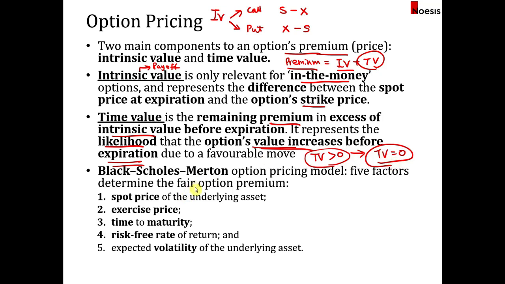A popular model for pricing options is the Black-Scholes-Merton option pricing model, which uses 5 factors to determine the option's fair value. It requires the spot price of the underlying asset, which is S. It requires the exercise price or the strike price, which is X. It requires a time to maturity for the option. It requires a risk-free rate of return. And it requires an expected volatility of the underlying asset. And take note, this is the volatility, not of the option, but of the underlying asset.